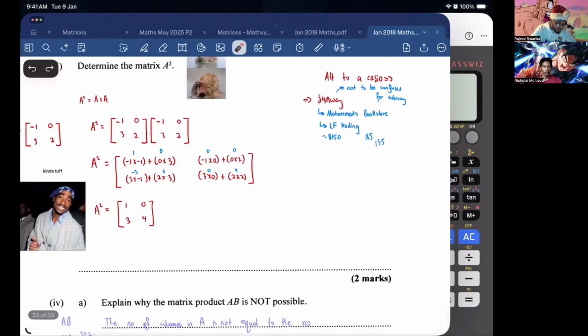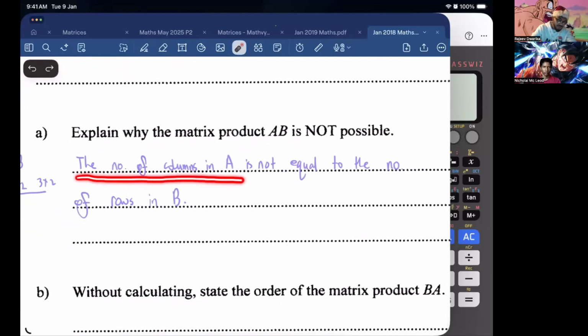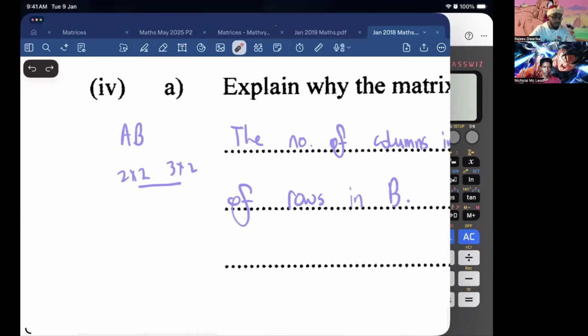So what you're going to say in English is that the number of columns in the first one is not equal to the number of rows in the second one, right? That's what you're going to say.